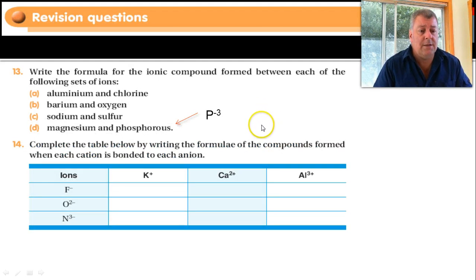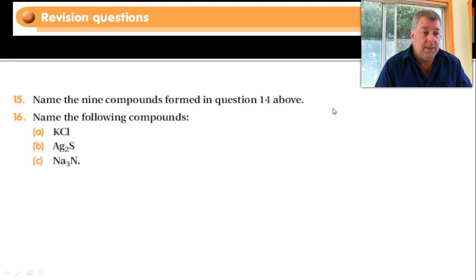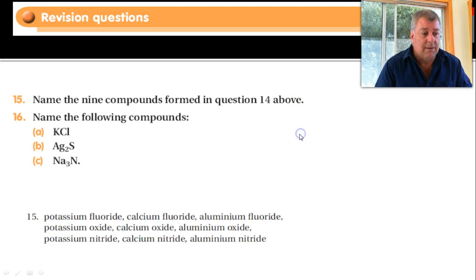So again, these are questions that you'll do in class. You'll get a copy of them, or you'll do them out of your textbook, and we should be able to do them. Just one thing, phosphorus is not on your information sheet. It has a charge of -3, and then you'll be able to complete this table too. So we get a bit of practice at writing these binary ionic compounds and naming them as well.